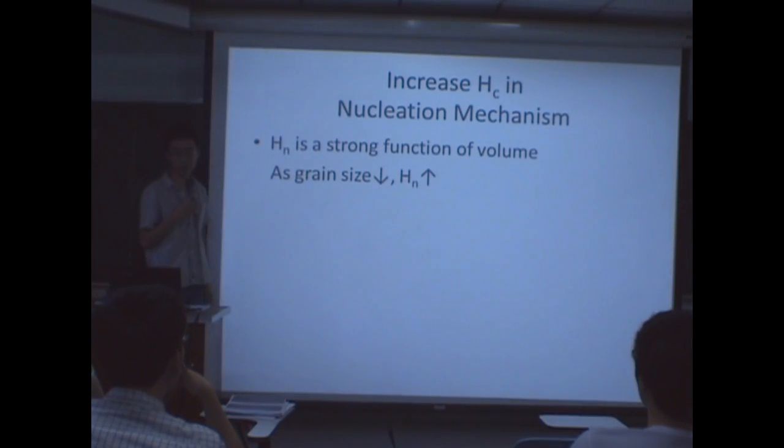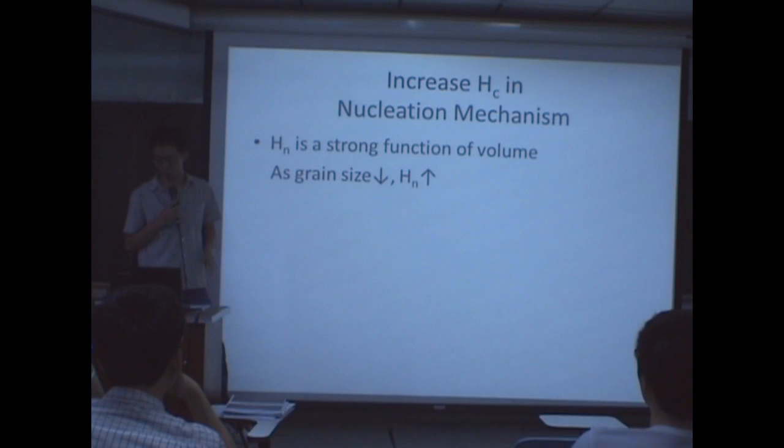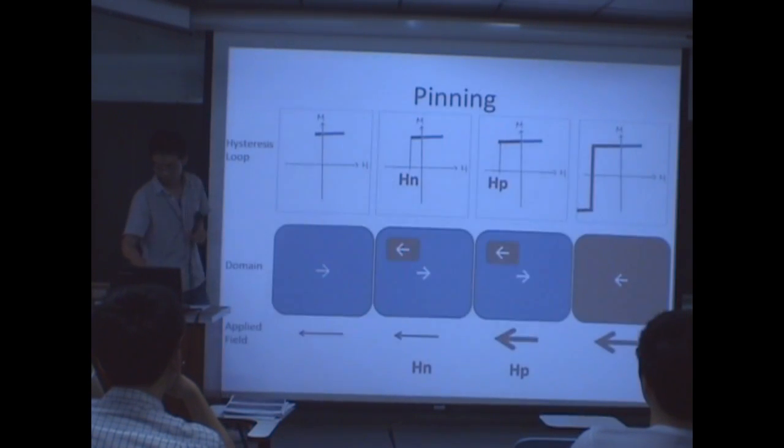So if we want to increase our coercivity in the nucleation mechanism, we want to increase our nucleation field. And researchers have found that as your particle size decreases, the nucleation field will increase. So one way to increase your coercivity is to have a finer structure.